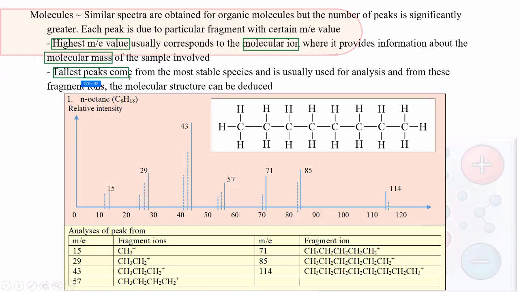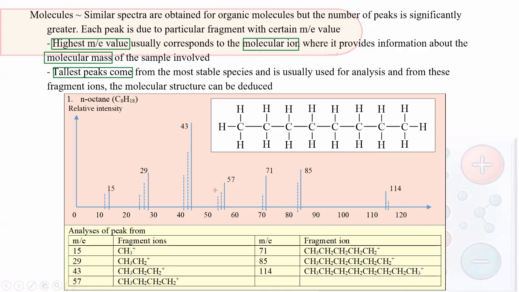The tallest peak comes from the most stable species and is usually used for analysis. From these fragment ions, the molecular structure can be deduced. In a real mass spectrum, you are going to see multiples of dotted lines like this. Most of the time, in the lab, they will ask the lab assistants to remove all these dotted lines. We call it noise.